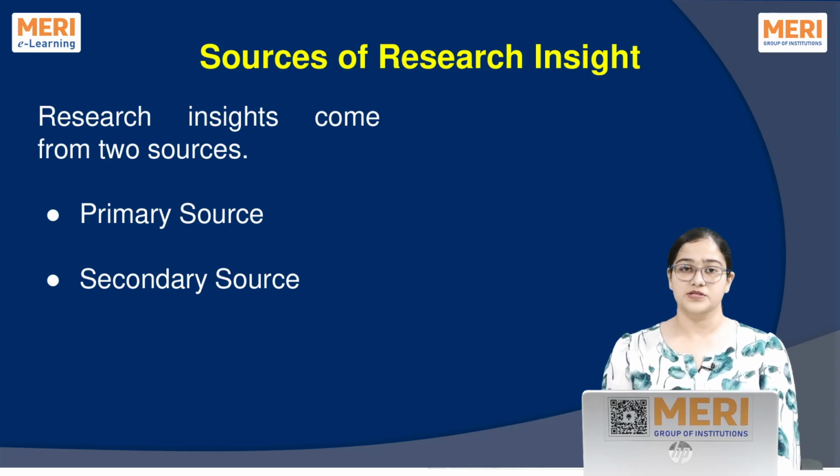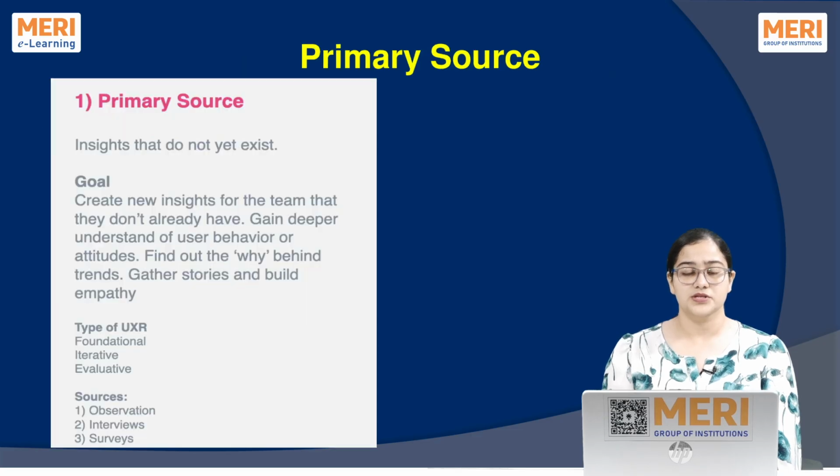Sources of research insights. UX research insights come from two major sources. Number 1, primary research, and number 2, secondary research. Primary research focuses on direct engagement with the users. This data is original, specific to your product, and highly contextual. Examples include interviews, usability tests, and observations.